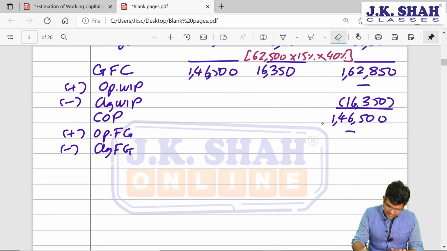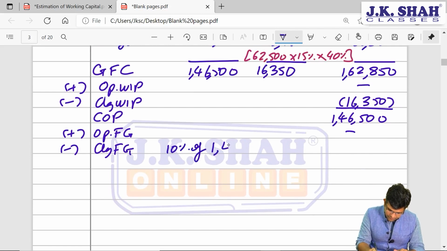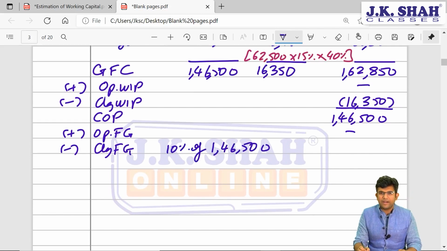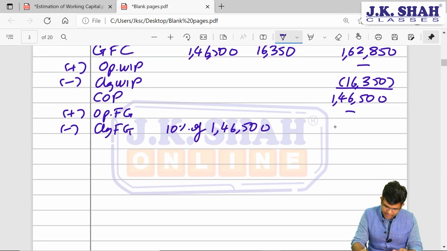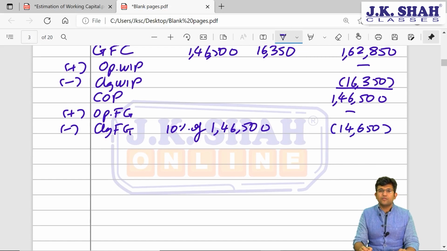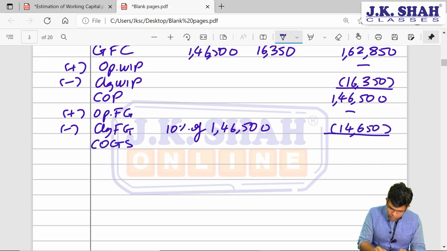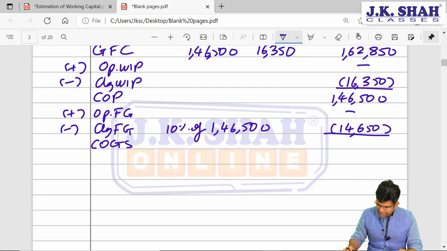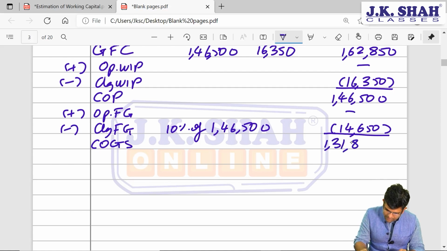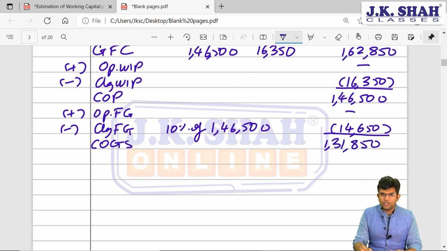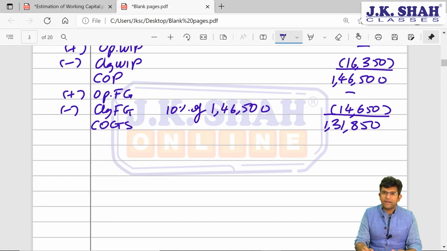So can I say that the closing FG will be 10% of 146,500? Everybody clear? 10% of 146,500, and that will come to 14,650, correct? 14,650. So when we go down, we'll get cost of goods sold. So 146,500 minus 14,650, this will come to 131,850, right? This is your cost of goods sold, 131,850.